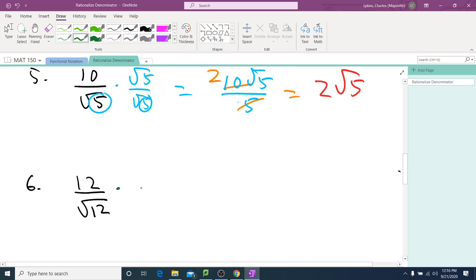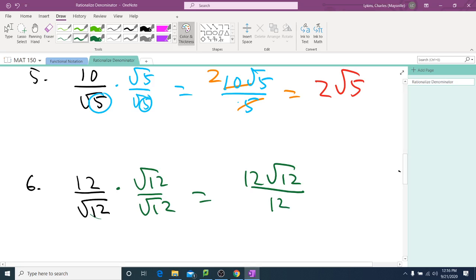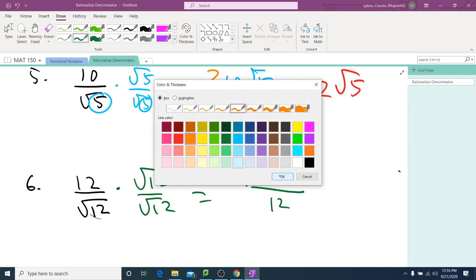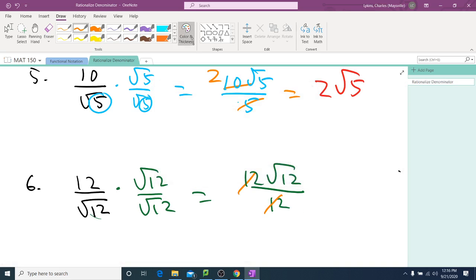So I need to multiply the number 6 by the square root of 12 on top and bottom. So this is going to be 12 square root of 12 over, right here, both of them give you a 12. Now notice this right here. The 12s cancel.